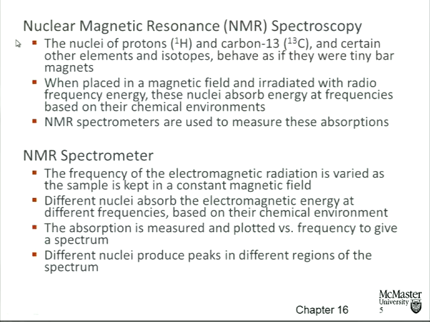All right. So in NMR, the nuclei of protons and carbon-13, the heavy isotope of carbon, certain other elements and isotopes behave as if they were little tiny bar magnets. Here's a little bit of background to the physics here. When placed in a magnetic field and irradiated with radio frequency energy, and that's the frequency axis, that's the energy axis along the x-axis of the NMR spectrum, the nuclei absorb energies at frequencies that are based on their chemical environment. And we'll talk about how environment controls the energy of absorption of the nuclei.